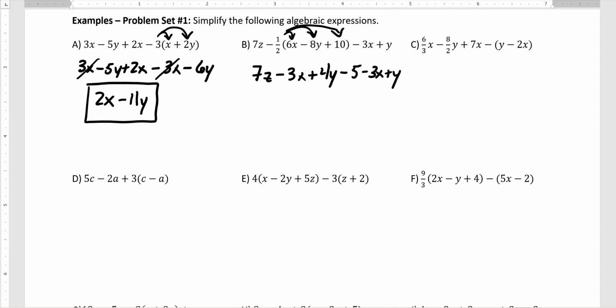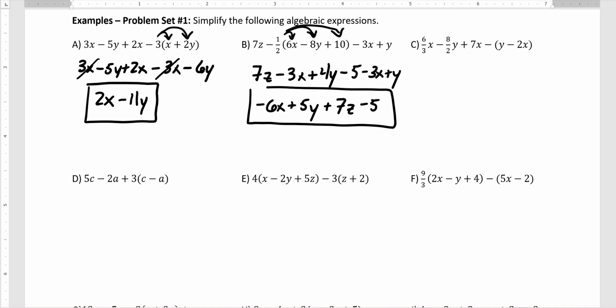So let's combine some like terms here. We have negative 3x and negative 3x, that will give me negative 6x. We have 4y plus y, that will give me 5y. We have 7z, and then we have minus 5. And that would be our simplified expression.